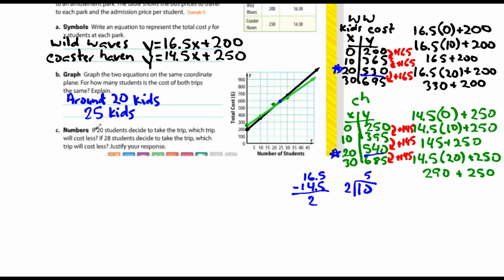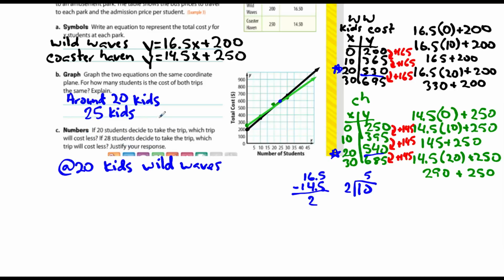So now we can answer these questions. If 20 kids decided to take the trip, which trip will cost less? Oh, we were just looking at that. So at 20 kids, our first place was less expensive. So at 20 kids, Wild Waves would be the less expensive.